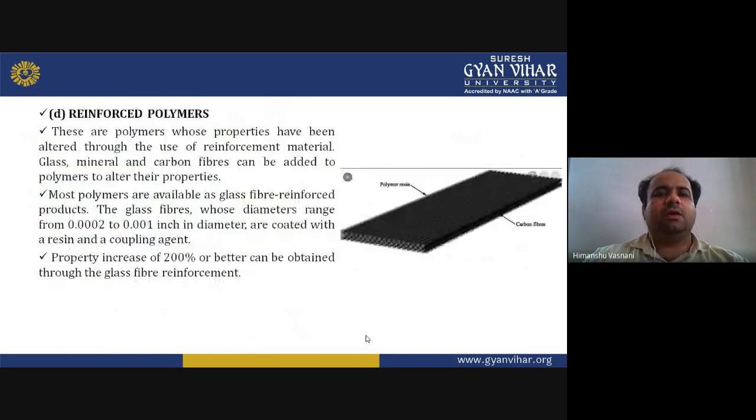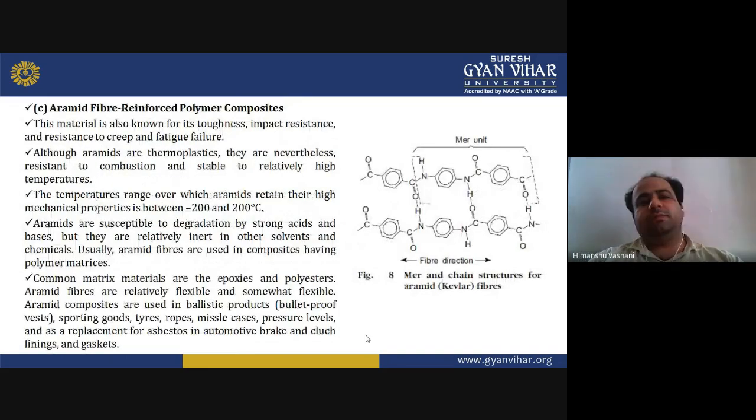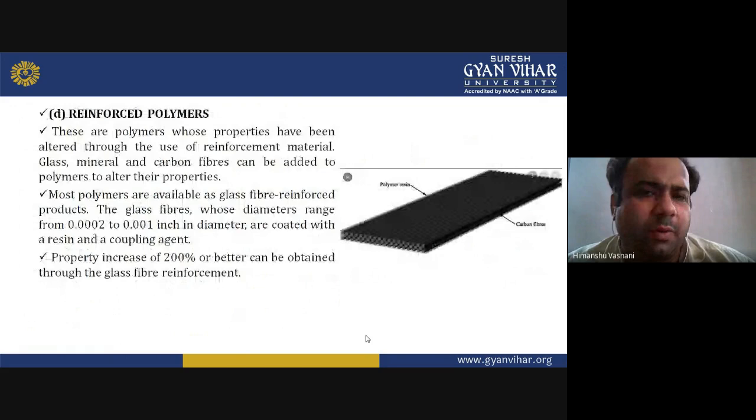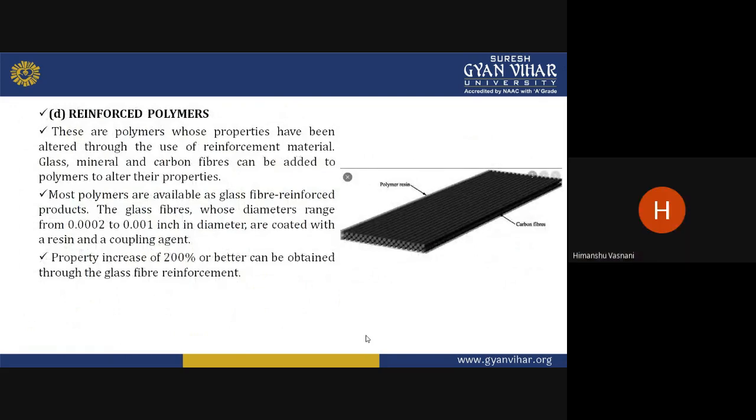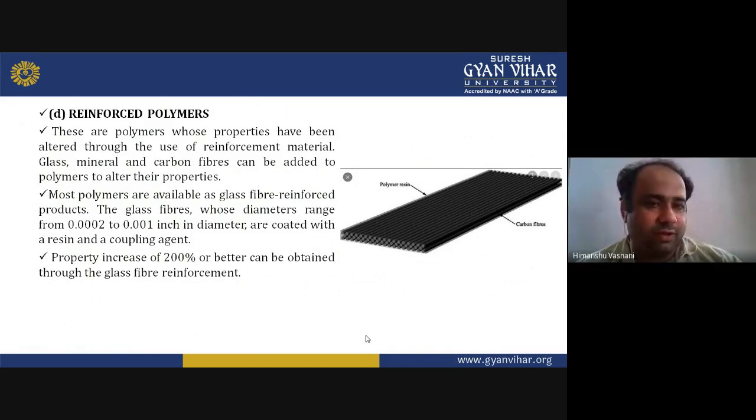Now, reinforced polymers, one of the very important topics. These are polymers whose properties have been altered through the use of reinforcement material. Glass, mineral, and carbon fibers can be added to polymers to alter their properties.